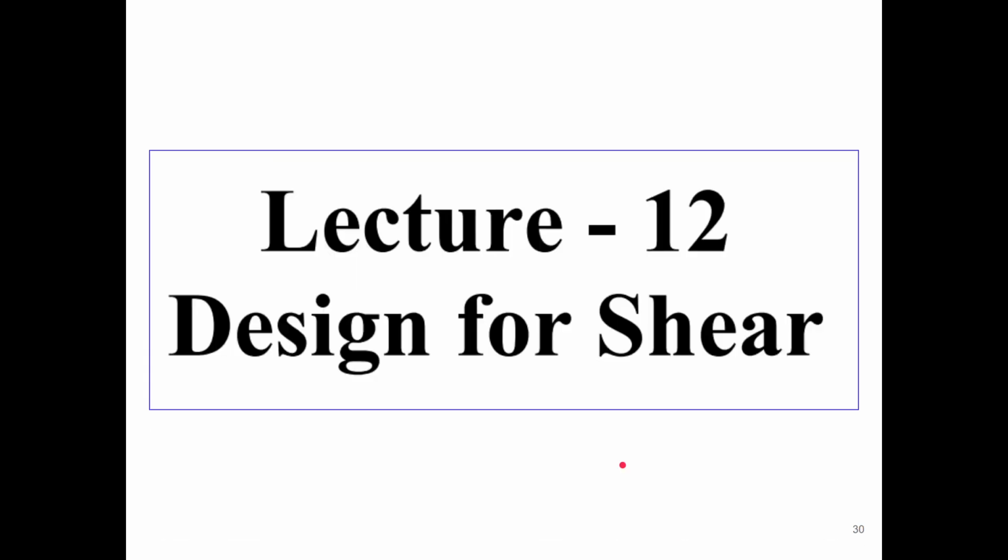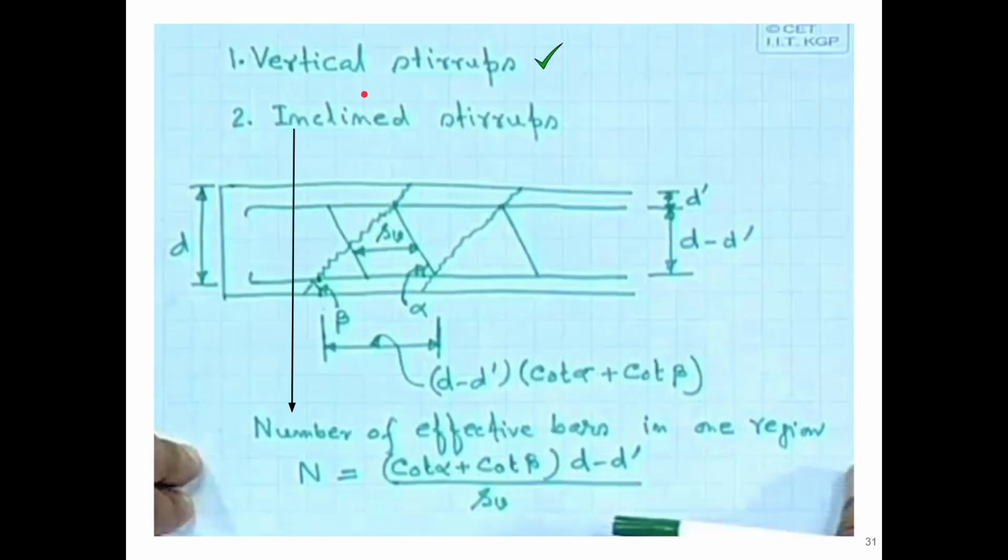Okay, now let us go to the inclined stirrups. We have discussed the vertical stirrups. So let us now go to the inclined stirrups. The design philosophy is almost similar. Only what will change is the alpha and beta value. In that case, beta value was taken as 45, alpha was taken as 90, right? But here alpha at least will not be 90. So beta can be 45, but alpha will not be 90.